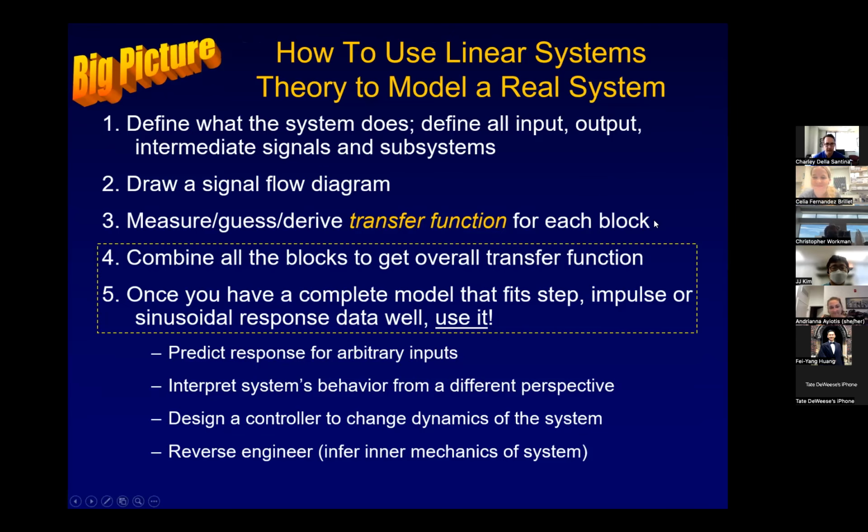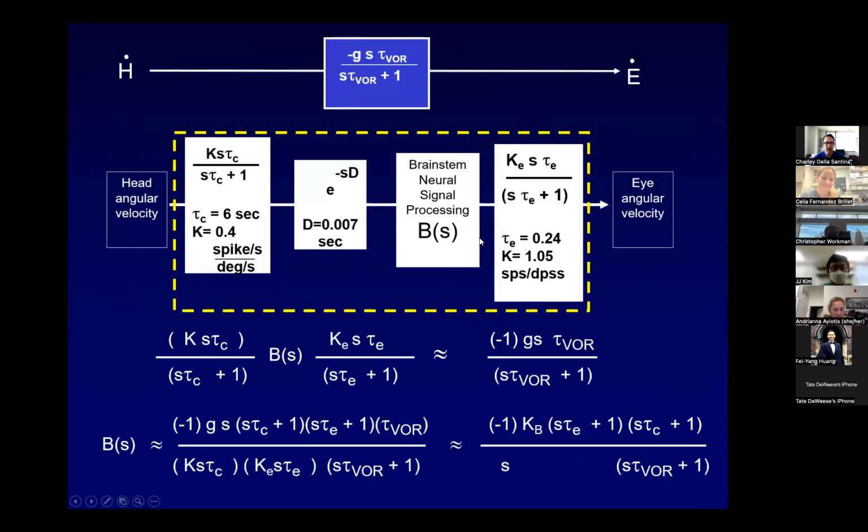great-great-great-great-great-grandchildren became your ancestors. Right, so now what we do is we're going to combine all these blocks to get an overall function, and then we're going to use this to try to reverse engineer what the brain is doing. So here's the overall transfer function.